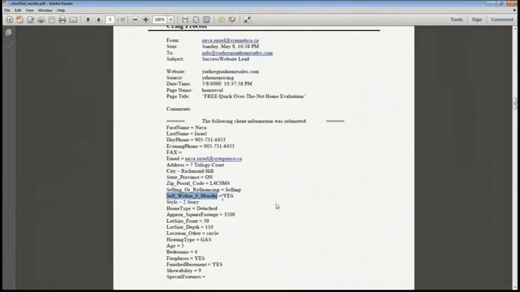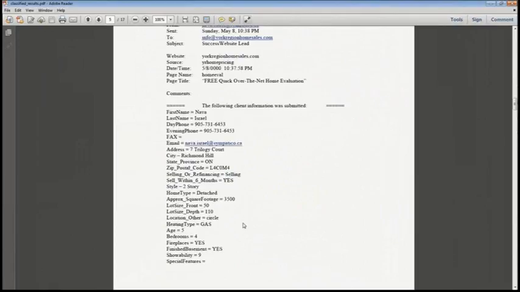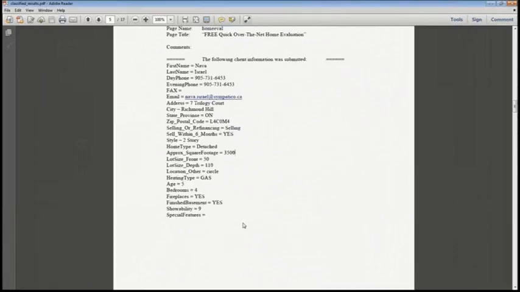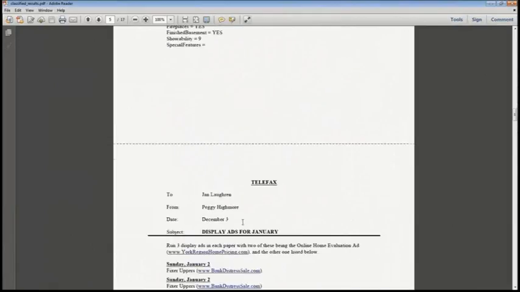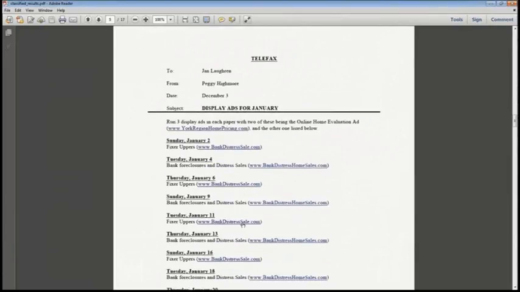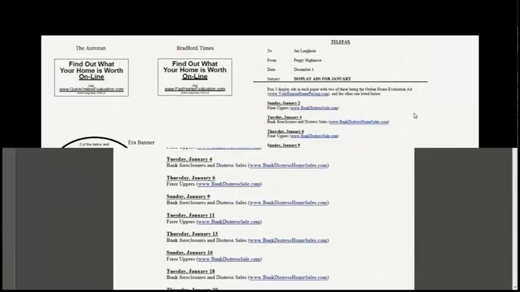Here's what the online home evaluation lead looks like when it comes to me. Yours should look the same. Okay, so what am I looking for? The address. Selling within 6 months, yes. Information on the home. This is a very good lead. I knew whenever I generated one of these online home evaluation leads where they checked off yes to moving, that was an extremely good lead.